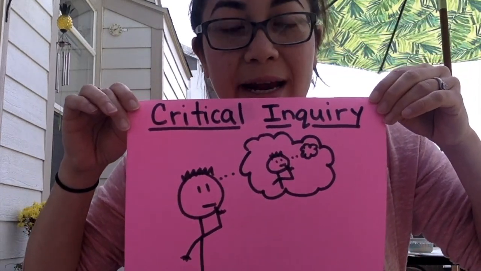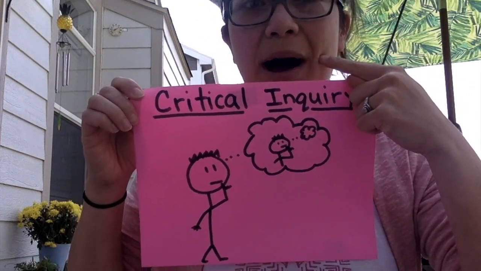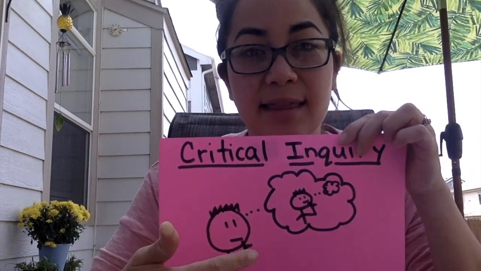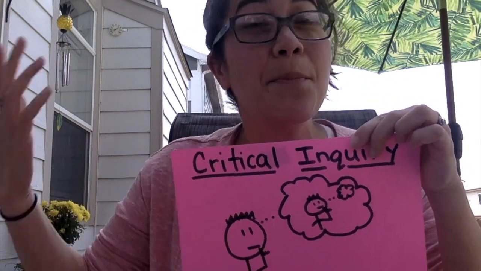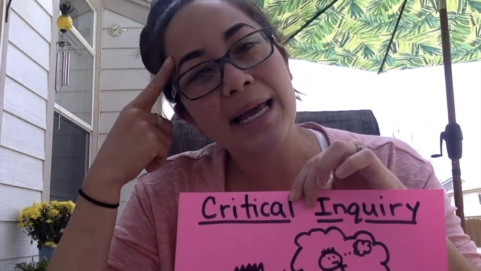Critical inquiry. Now, critical inquiry is when we think about our own thinking. And stopping to reflect and to think about our thinking helps us to become even better thinkers and better problem solvers because it makes us question, why do I think this way? And then we have to give reasons about why we think that way, and that helps us to be stronger thinkers, okay?